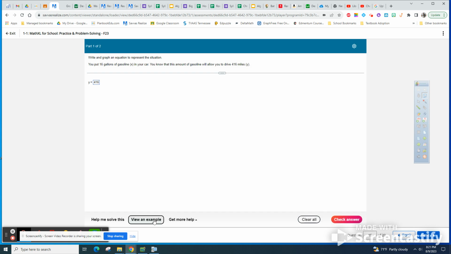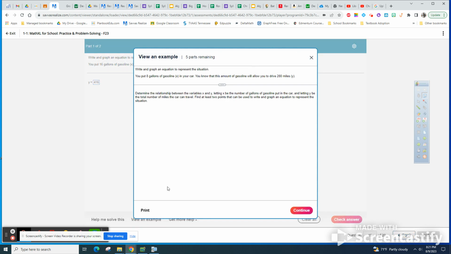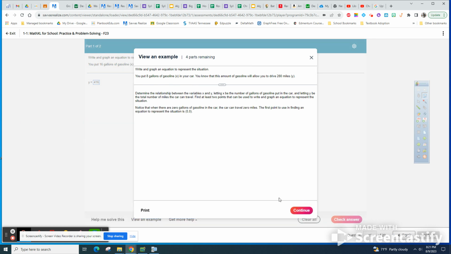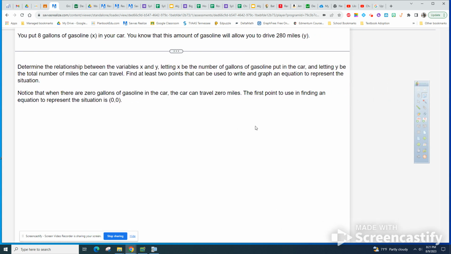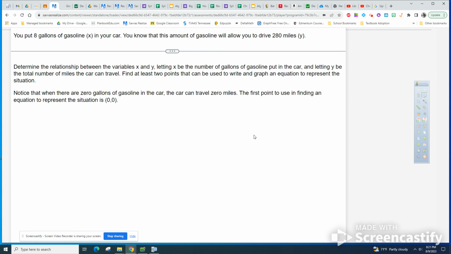Okay, well, let's go view. Oops, it's not going to send us to the example book. So I'm going to say, let's view an example. And here we go. It's got 8 gallons and that many miles. And it's got the question here. So continue. Notice that there's 0 gallons of gasoline in the car. Can travel 0 miles. That's true.